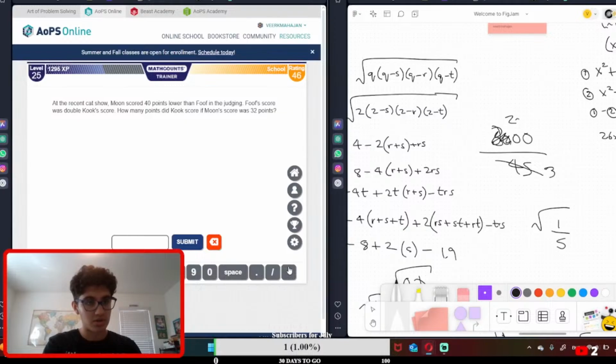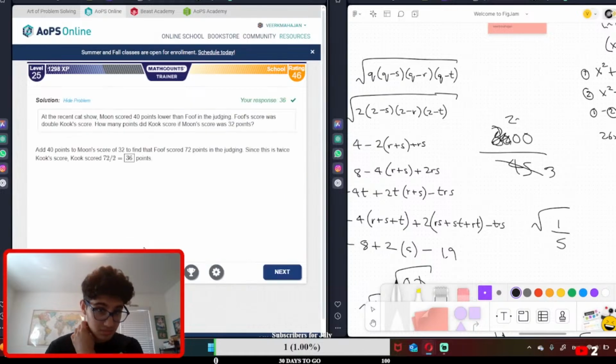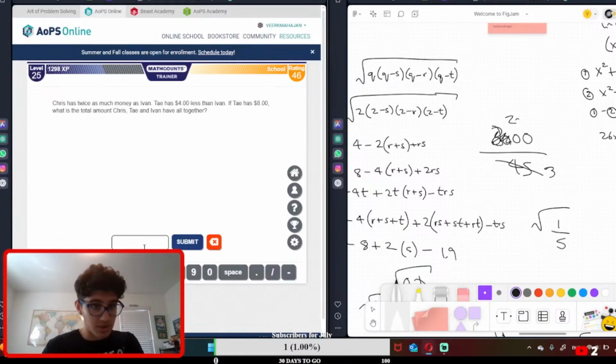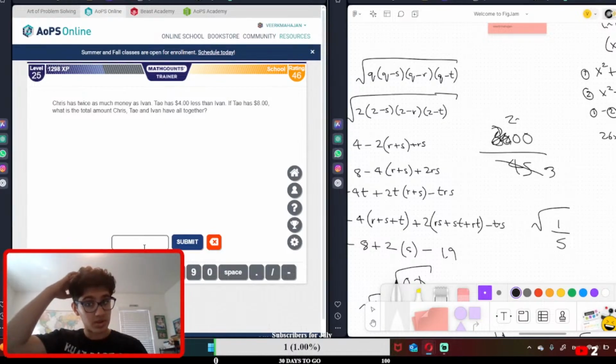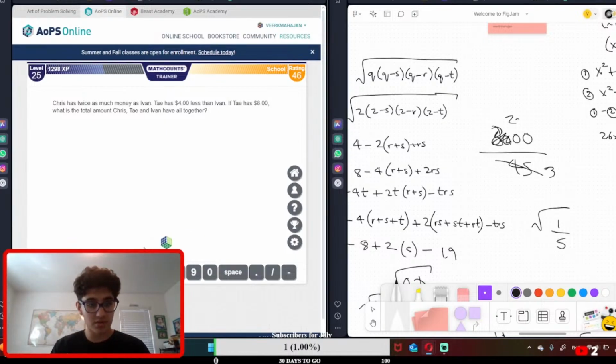Moon scored 40 points lower than Foof. Foof's score was double Cook's score. Moon scored 32, so 72. So 36 for him. Chris has twice so much money as Ivan. Tay has 4 less than Ivan. If Tay has 8, Ivan has 12. Chris has 24. 24 plus 8 plus 12 becomes 44.